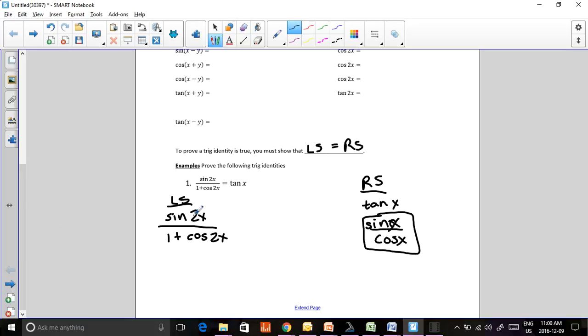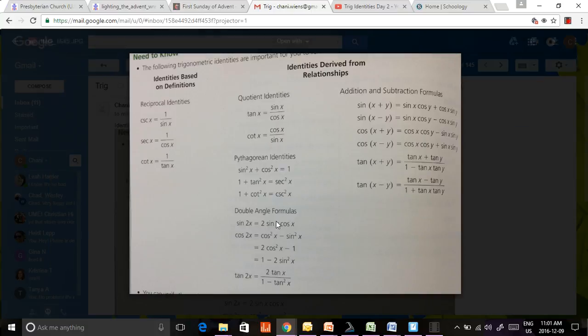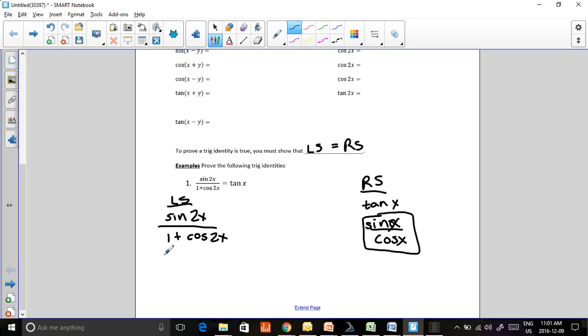Sine 2x is an identity. If we go back to the sheet, sine 2x is just 2 sine x cos x. So I can replace it with 2 sine x cos x. I'm going to take out the x's to make it easier and make it just 2 sine cos, because they're not really necessary in terms of the proving.